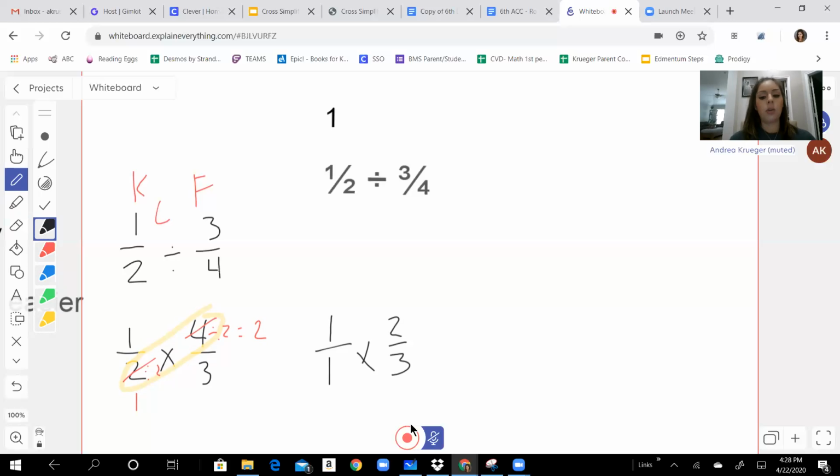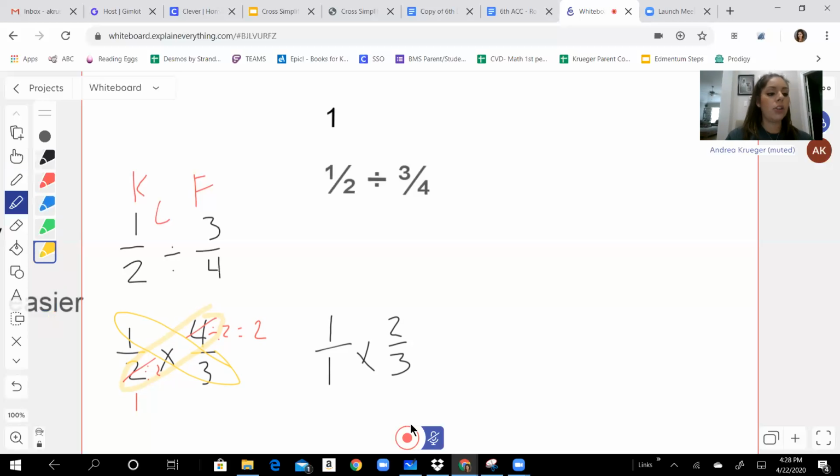2/3. Now, if we look this way, 1 and 3, that can't be reduced. Anytime there's a 1 there, it's not going to be reduced anymore. But most of the time you can simplify one set of fractions. So when you can, I encourage you to do so. So now we're going to do top times top. 1 times 2 is 2. And 1 times 3 is 3.